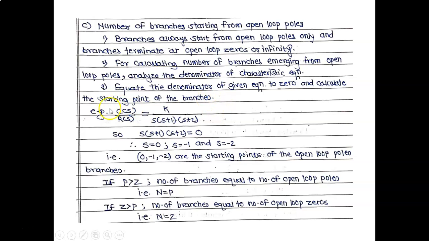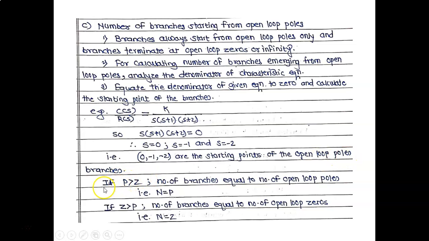To calculate the branches, the equation is C(S)/R(S) is equal to K divided by S into (S plus 1) into (S plus 2). Therefore S into (S plus 1) into (S plus 2) is equal to 0. Therefore S is equal to 0, S is equal to minus 1 and S is equal to minus 2. That is, 0, minus 1, minus 2 are the starting points of the open loop pole branches.